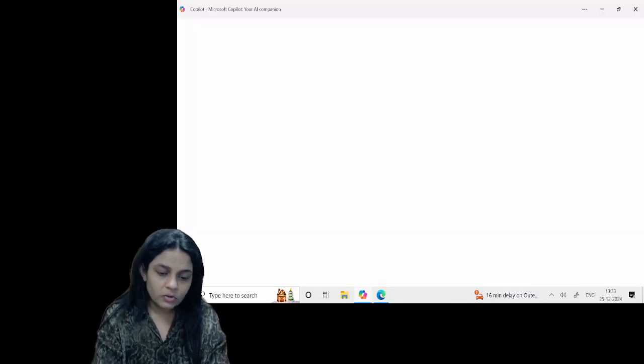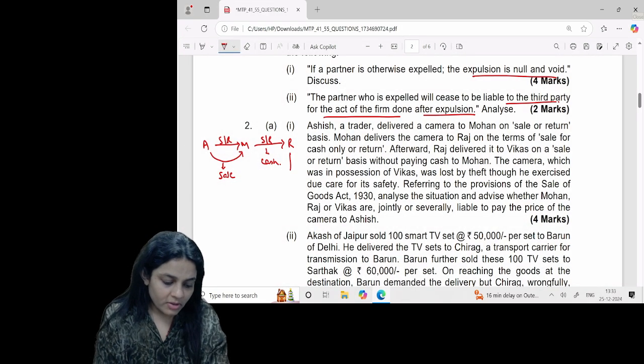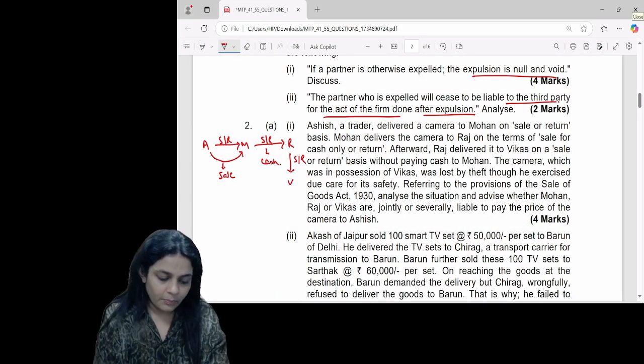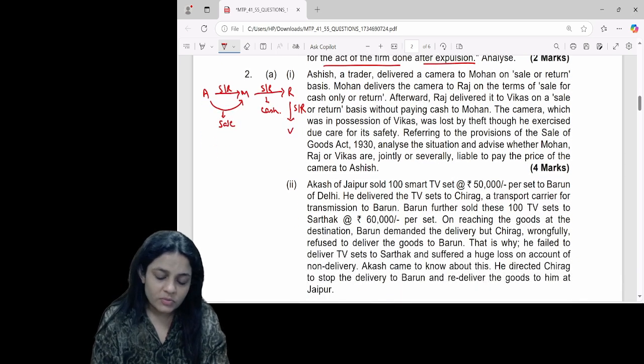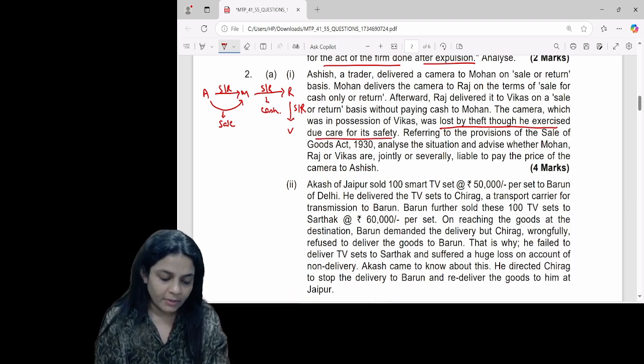Afterwards, Raj delivered it to Vikas on sale on approval. The camera which was in the possession of Vikas was lost by theft, though he exercised due care. Referring to these facts, who is liable to pay the price of the camera to Ashish?